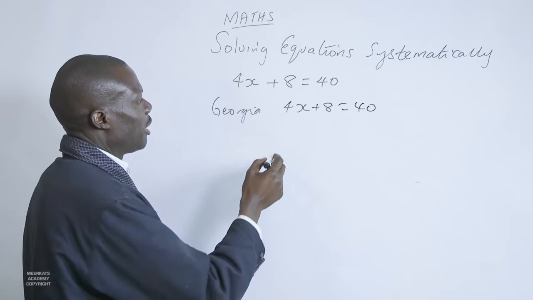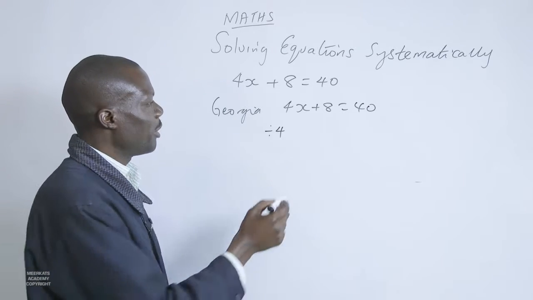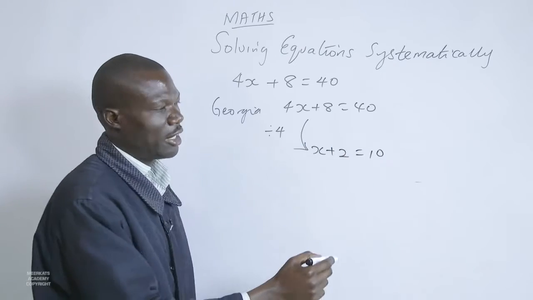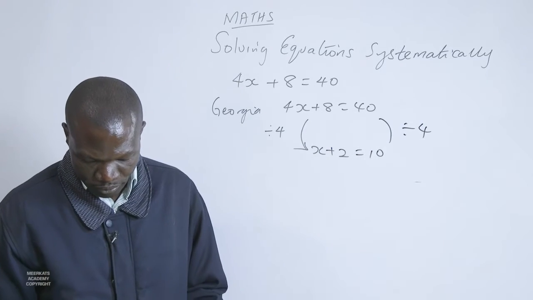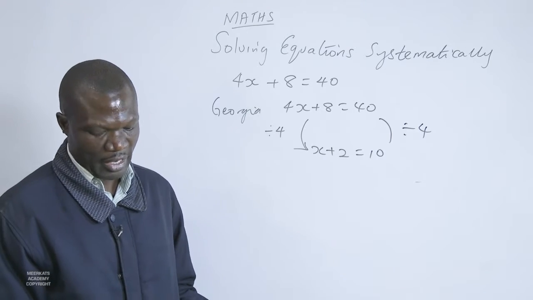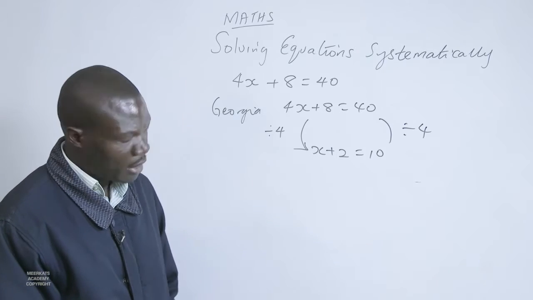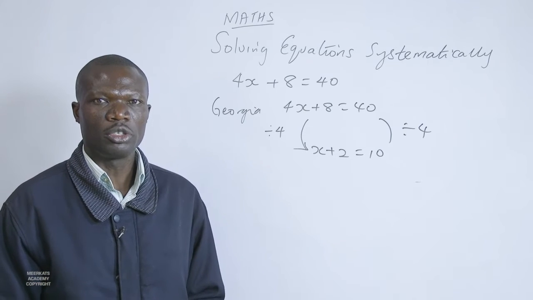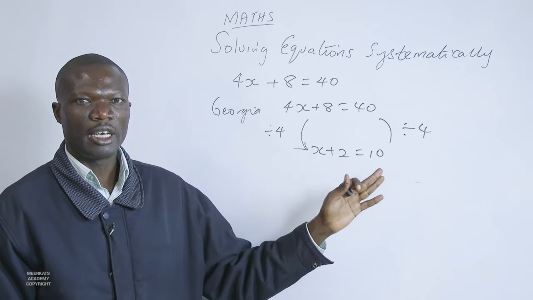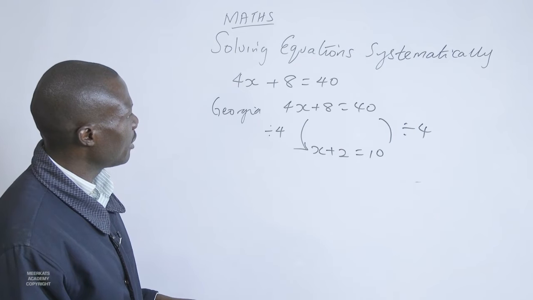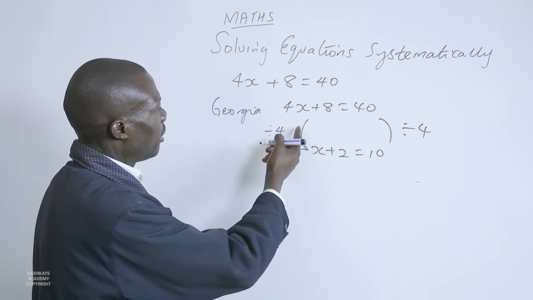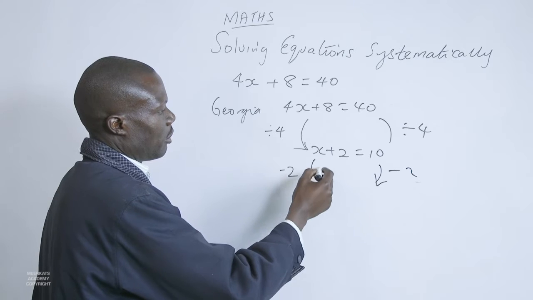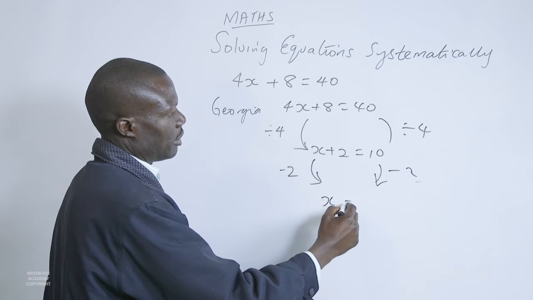The first thing he decides to do is to divide by 4. If you divide this by 4, you get x plus 2 is equal to 10, because this side is also divided by 4. That's what he got. Then he went ahead and decided to subtract 2 on this side and 2 on the other side. When he did that, we remain with x is equal to 8.